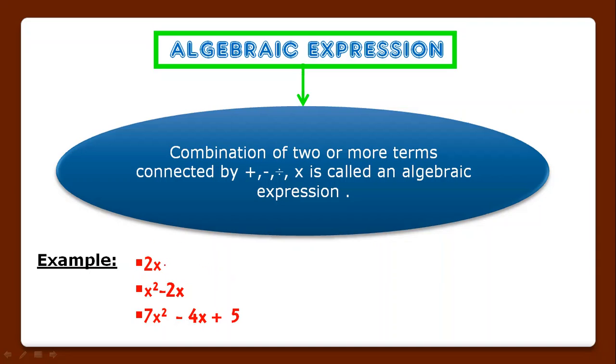Here, how many terms are there? In this one, one term is there. In this, two terms. How can we separate terms? By plus and minus signs. Wherever a plus or minus sign comes, the terms are separated. Here no plus or minus sign is there, that's why it is a single term. Here one sign, so two terms are separated by that. Here three terms are there. So this is what an algebraic expression is.